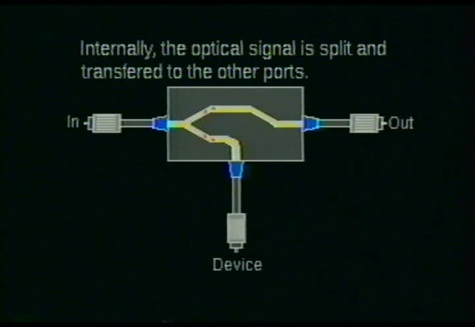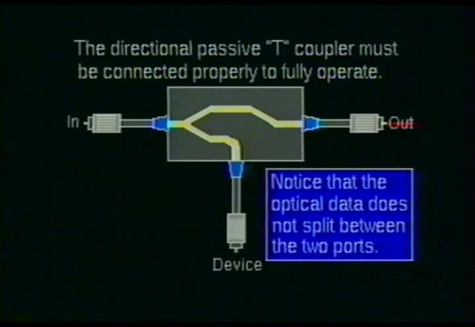Notice that when the light enters the in port, it divides the light energy between the out port and the device port. Now notice that when the data light source enters into the output or the device port, the light does not split between the 2 remaining ports. It only travels out the input port. Therefore, for this coupler to function properly, the optical data must enter through the correct port.